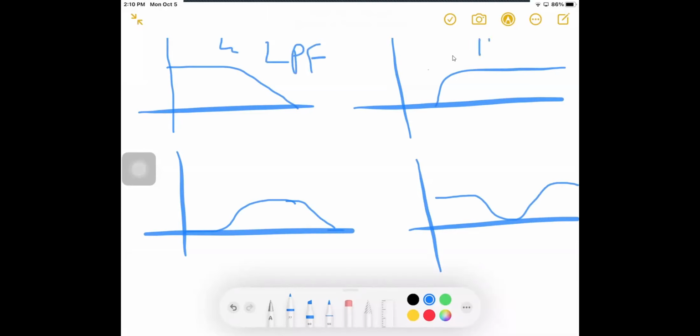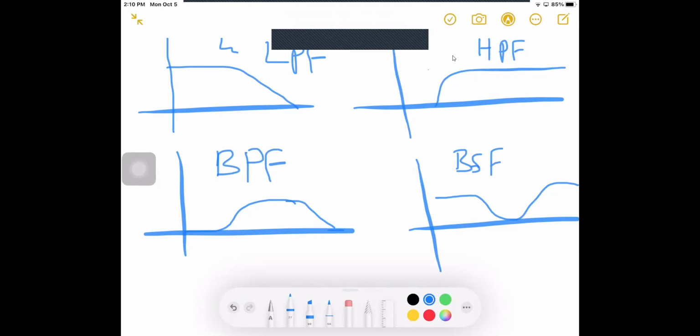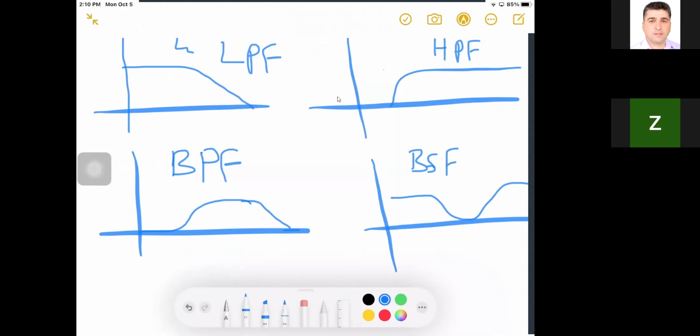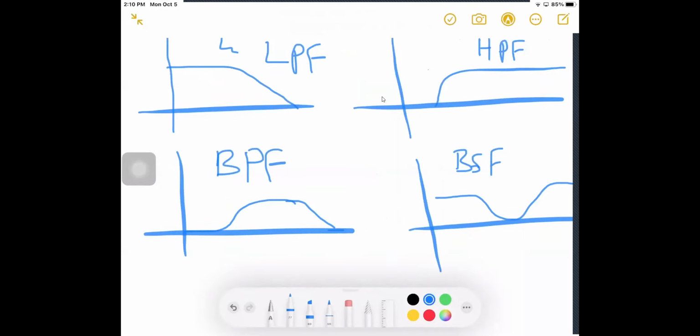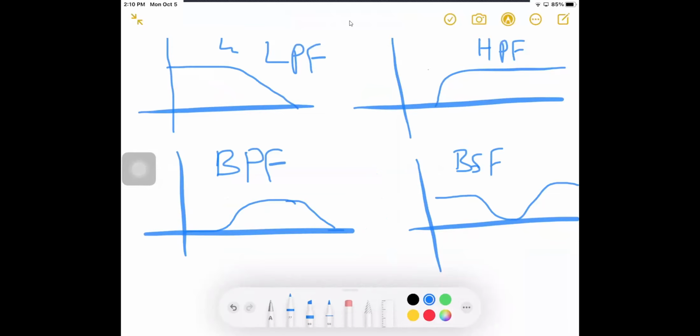Low pass filter, high pass filter, band pass filter, and band stop filter. These are the basic four kinds of filter that we are going to use. Now, first of all, what do you mean by the low pass filter? A low pass filter will pass low frequencies and it will reject the high frequencies.